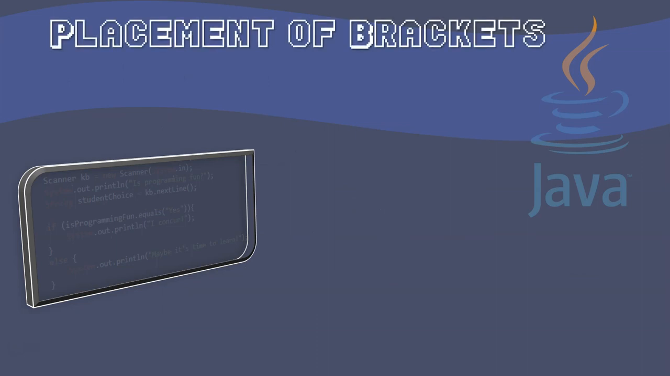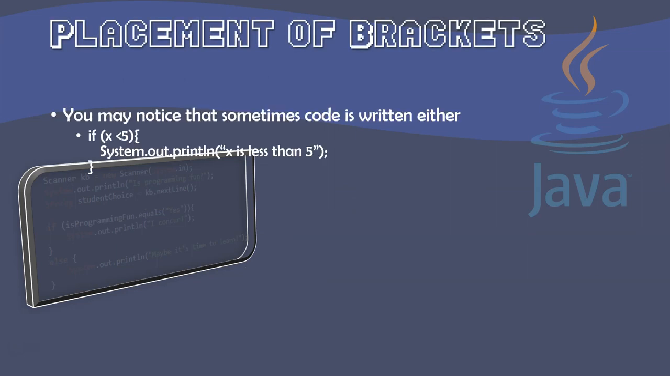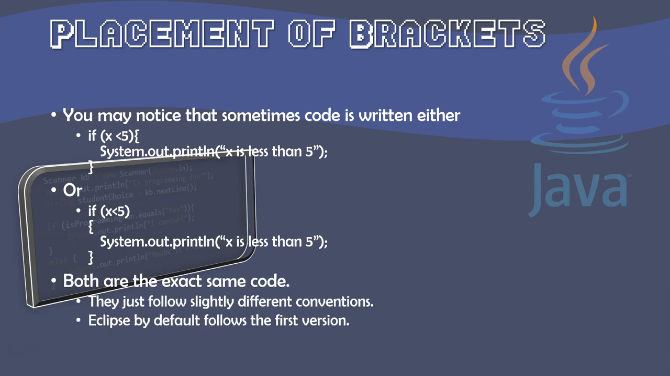Now, when we look at the placement of some of these brackets, you may notice that code can be written like this: if x is less than or equal to 5, curly bracket, System.out.println, x is less than 5, and a curly bracket. Or we might write it like this: if x is less than or equal to 5, a new line, curly bracket, System.out.println, x is less than 5, and curly bracket. There is really no difference here. These are both the exact same code. They just follow different conventions.